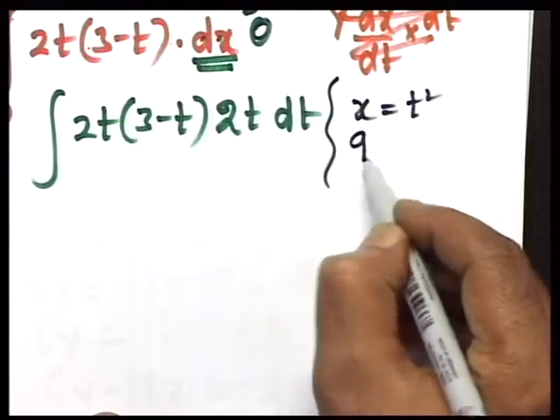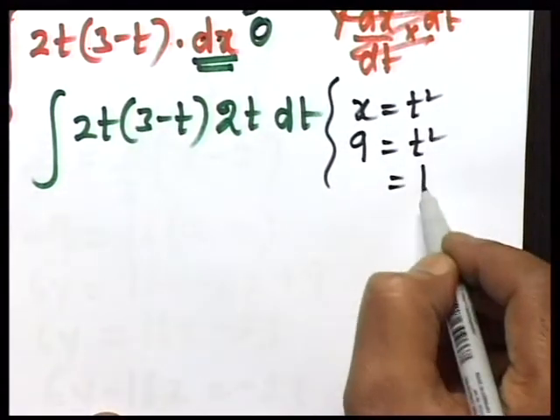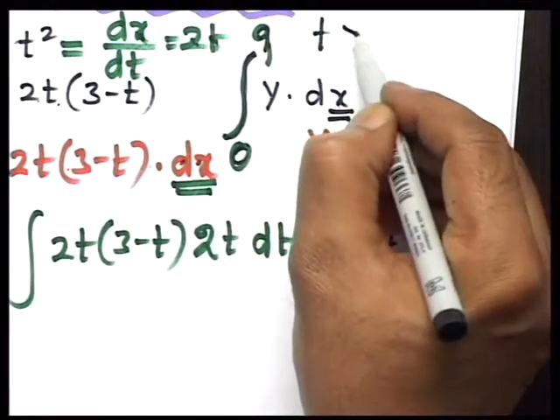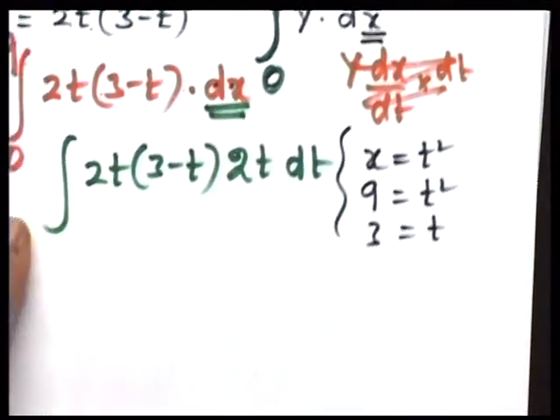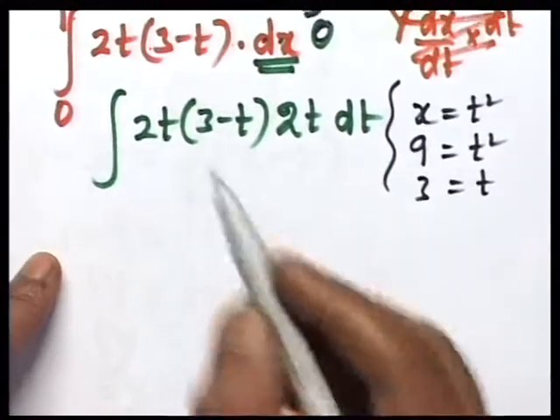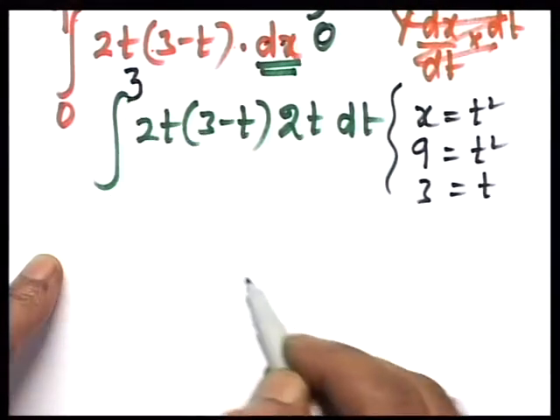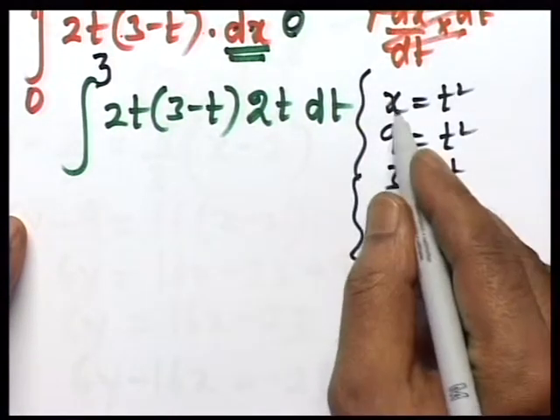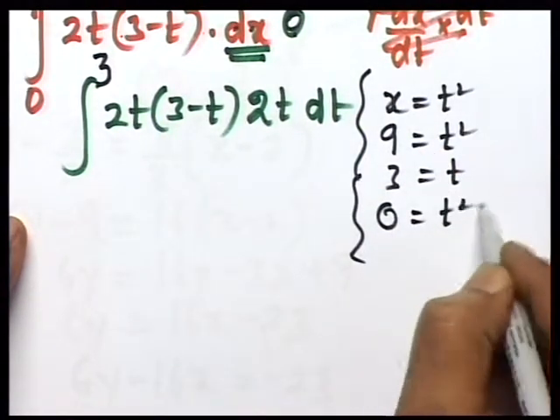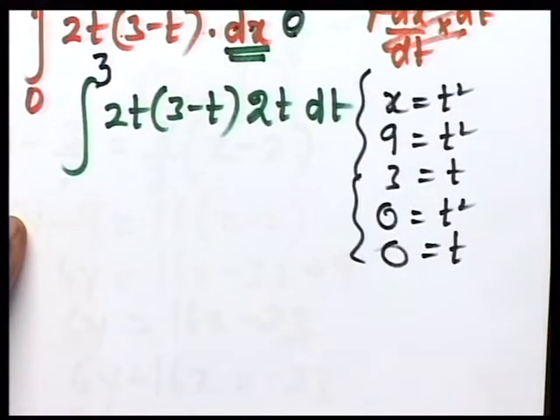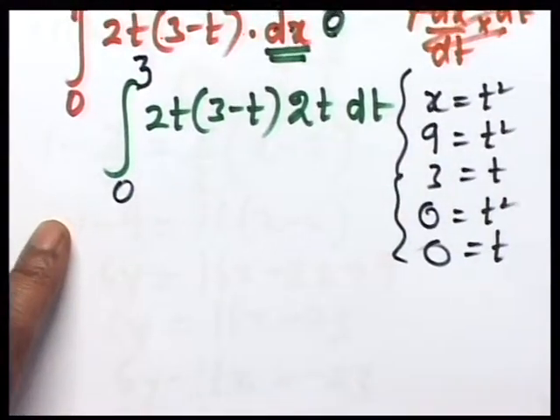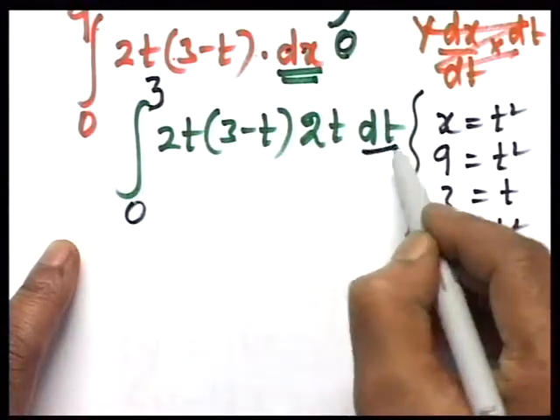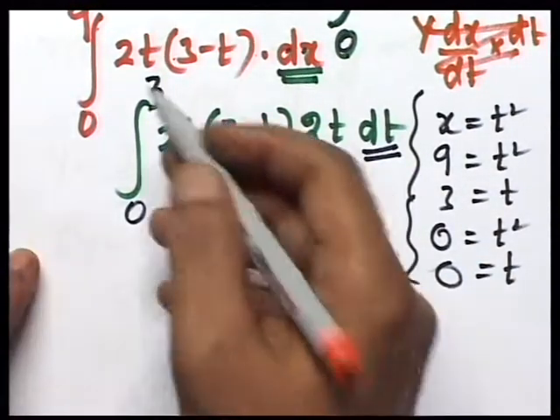If you put x as 9, t squared is 9, so t equals 3 only, because the question says t is greater than or equal to 0. So the top limit is 3. For the bottom one, if you substitute 0 in place of x, t squared is 0, t equals 0 again. So the new limits are 0 and 3 because we are integrating with dt, not with dx, please.